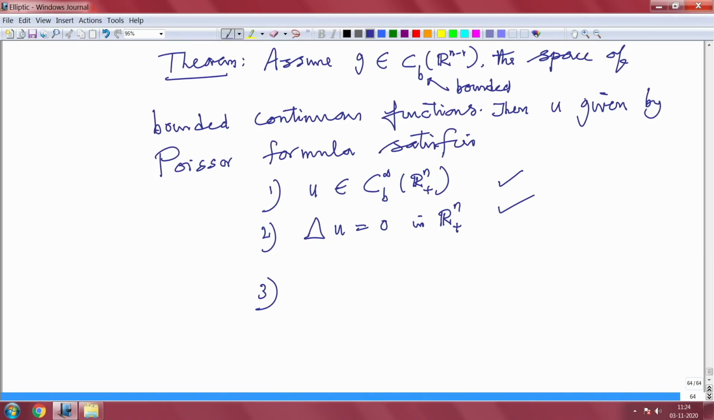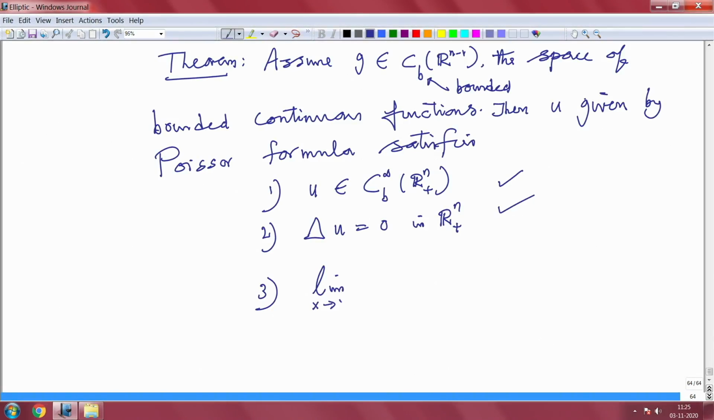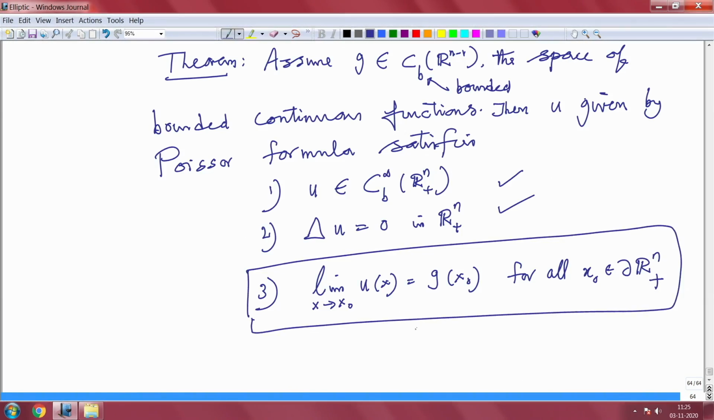in the sense of a limit. You have to be careful, because g is just continuous, and u is defined only on the interior, not on the boundary. The Poisson formula defines u in the interior, in R^n plus. So how do you interpret the boundary value? You interpret the boundary value of u as a limit, and that is what we need to prove: the limit as x tends to x_0 of u(x) equals g(x_0) for all x_0 on the boundary of R^n plus. What remains to prove is only this fact.